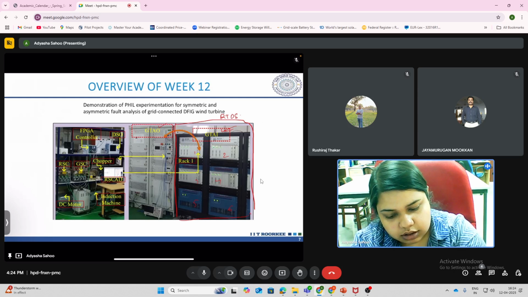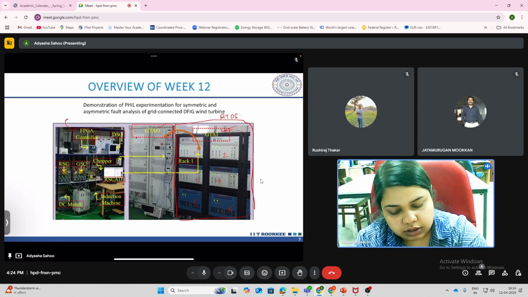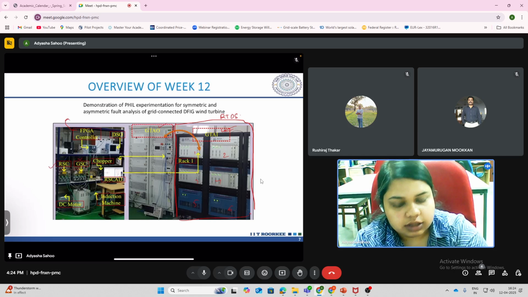Then this is the DSO where you can see the output on the screen. Then earlier you had a DSP based controller. Here similarly you have an FPGA based controller, and we'll see what this controller is used for in the DFIG machine. Then you have these converters, the rotor side converter and the grid side converter.